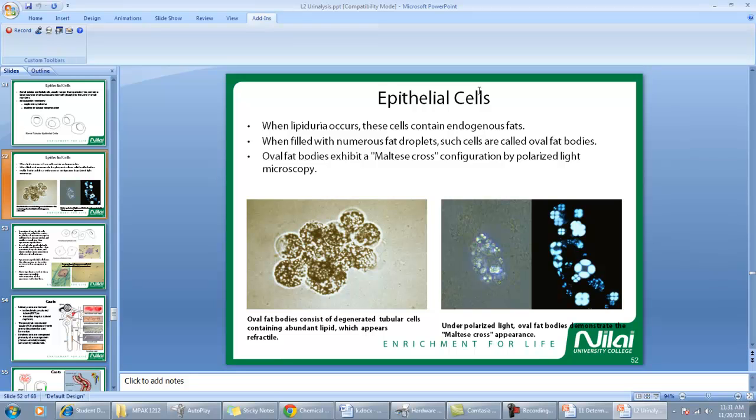Oval fat bodies exhibit a Maltese cross configuration under polarized light. Oval fat bodies consist of degenerated cells containing abundant lipid, which appears as fat droplets. In polarized light, oval fat bodies demonstrate their Maltese cross appearance.